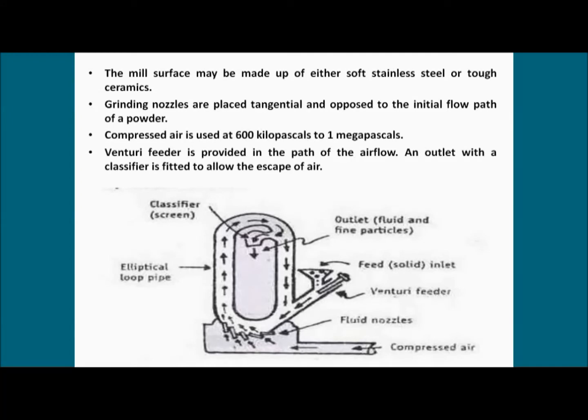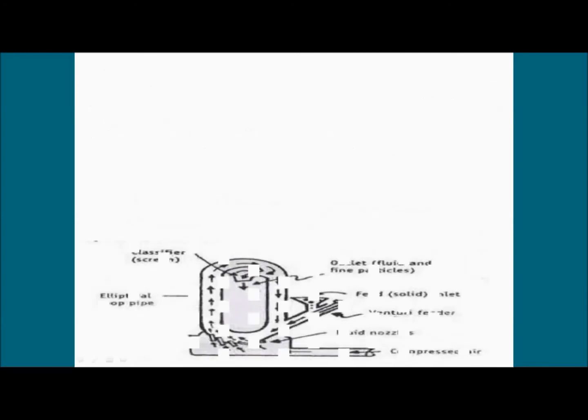So the venturi feeder is there. This is the venturi feeder. It is found in the path of the airflow, and an outlet, within which the classifier is fitted, allows the escape of the air. So this is the classifier, or you can say this is the screen. The air is coming, and it will leave from this area, but it will leave off the finely divided particles at this region, while the plain air will go out. Right?